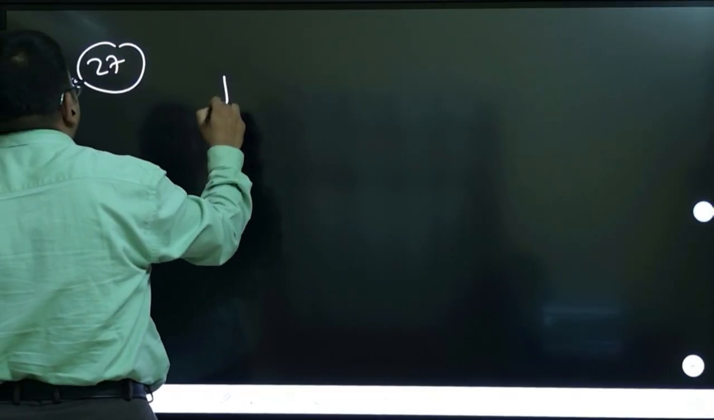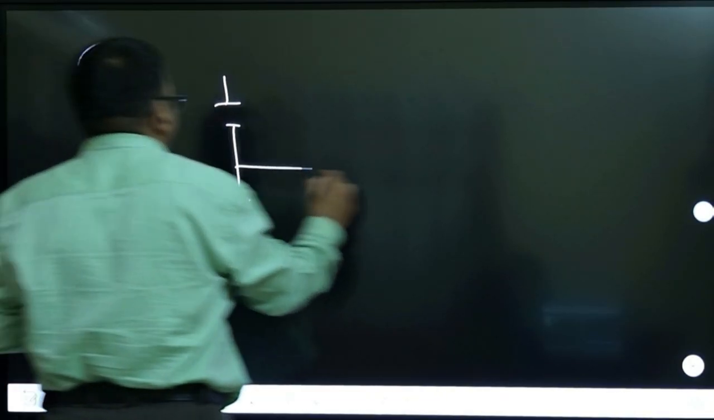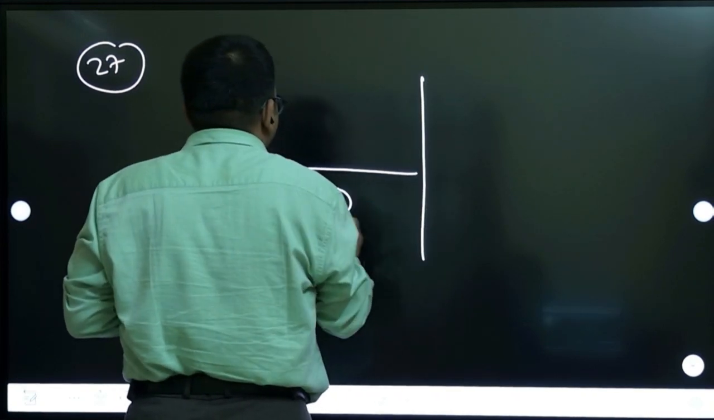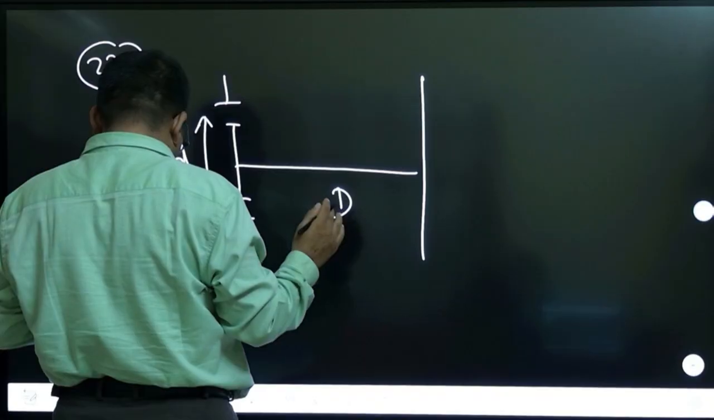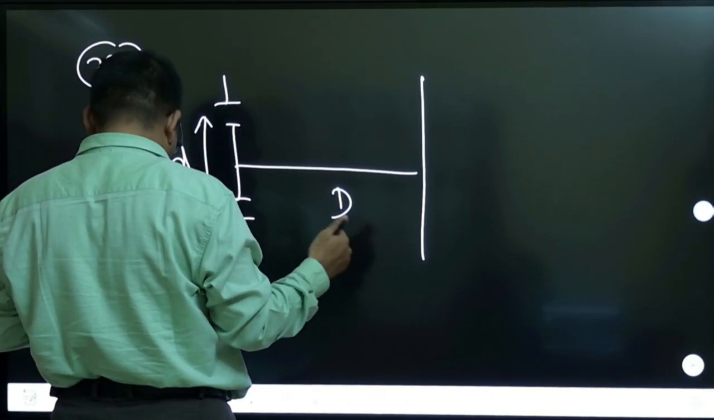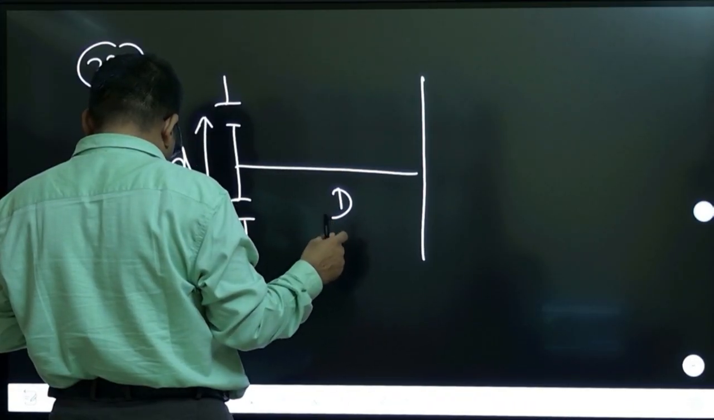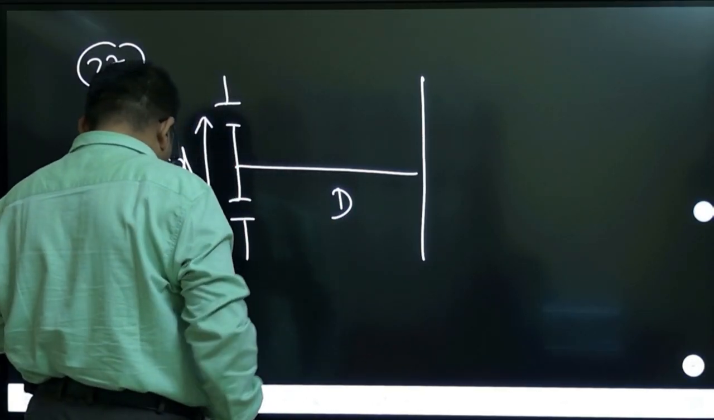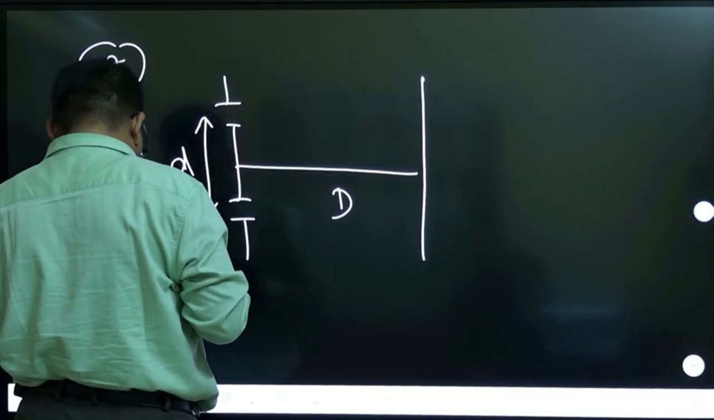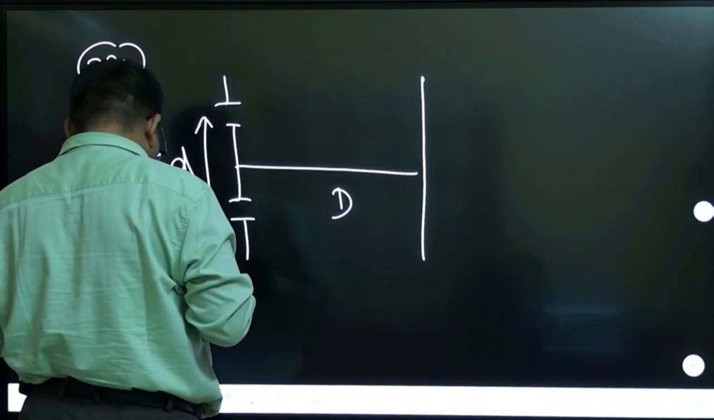In YDSE, fringes of width beta are produced on a screen kept at a distance of 1 meter from the plane of slits. When the screen is moved away, so in YDSE, two slits are there. This is the distance, capital D, of the screen. This distance is D. When the screen is moved away by some amount, there is a change in the D. Of course, D is 1 meter and this change is 5 into 10 to the power minus 2, that means 5 centimeter, because if you convert meter, it is 5 centimeter.